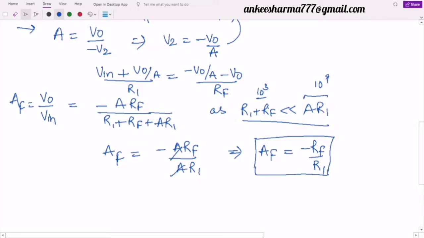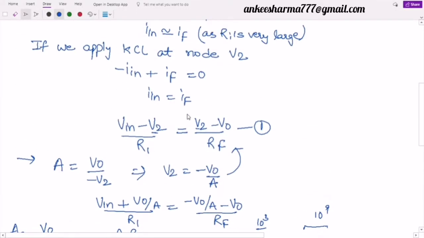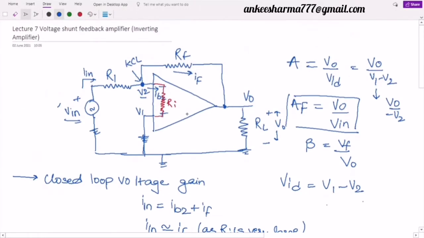And in the earlier case of voltage series, we have seen that gain was equal to 1 plus RF by R1. So now over here, the A is not there, means the open loop gain 10 to the power 6 is not there. Depending upon the values of these two resistances which we have connected, that is RF and R1, they will decide how much gain will be provided to this circuit, or this input will be amplified with that value. Is it clear?